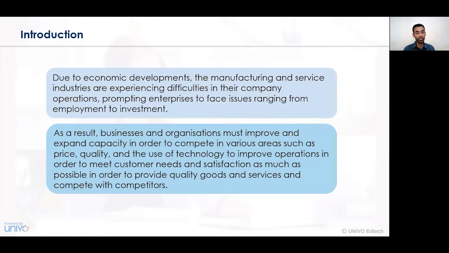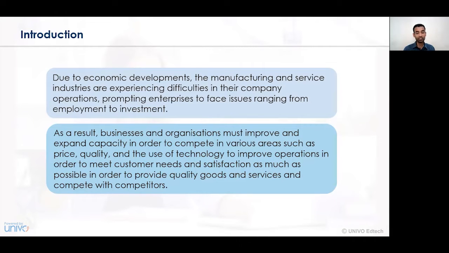So, ranging from various activities, the investment, the cost, the production, the raw material, everything got hampered. As a result of this concern, the business or the organization needs to improve its capacity. With the implementation or usage of new technology, the production activity was being done very effectively, but the ultimate customer satisfaction and needs were not at the optimum level.